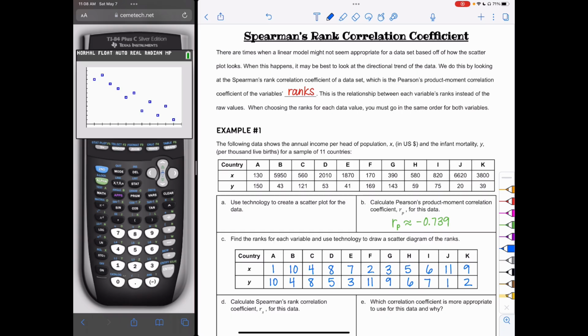Remember, when you're dealing with Spearman's rank correlation coefficient, you are only focused on the direction. You are not assuming that anything is linear. That is specifically Pearson's, okay? Remember, Pearson's corresponds to linear relationships, and it tells you the direction and the strength of a linear relationship. Spearman's only concern is the direction, whether it's increasing or decreasing, being positive or negative.